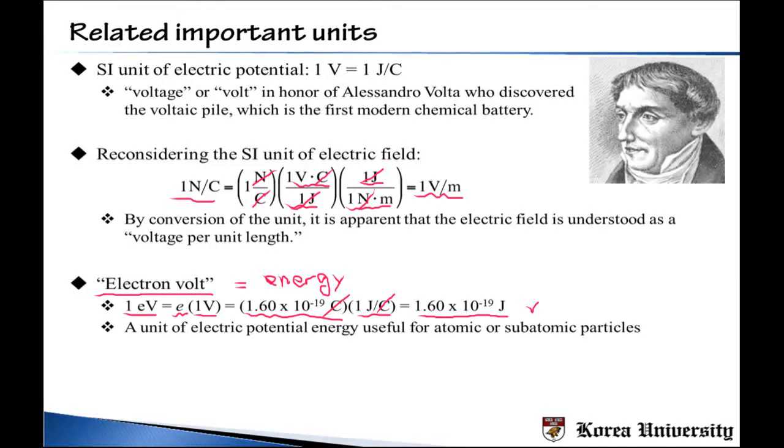If one elementary charge, such as one electron or proton, experiences an electric potential difference of 1 volt, then its potential energy becomes 1 electron volt. So this is the potential energy of 1 electron when it feels an electric potential of 1 volt. This unit is very useful for discussing atomic or subatomic particles like electrons or protons.